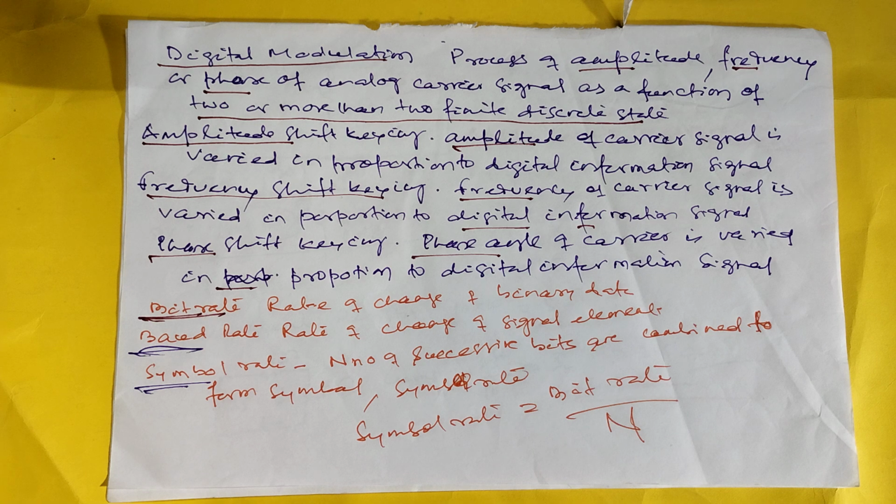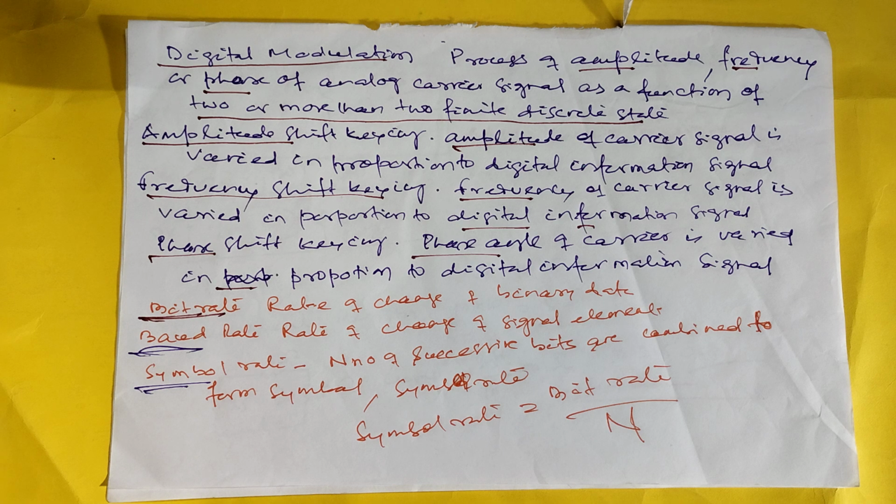Digital modulation is the process of varying the amplitude, frequency and phase of the analog carrier signal as a function of two or more finite discrete states. In amplitude shift keying, the amplitude of the carrier signal is varied in proportion to the digital information signal. Similarly, frequency varies, and phase angle varies, with respect to the digital information signal.